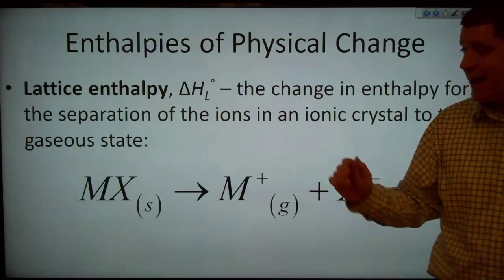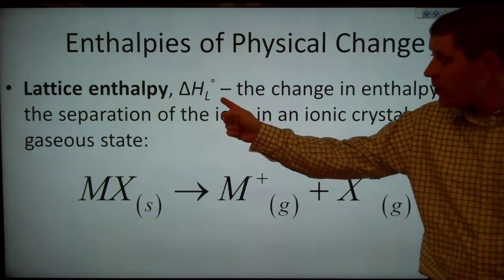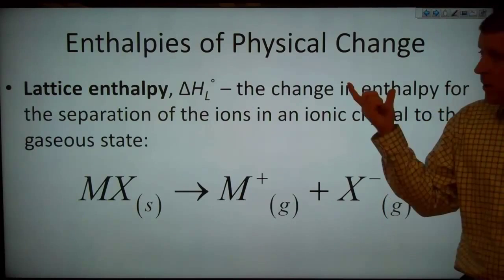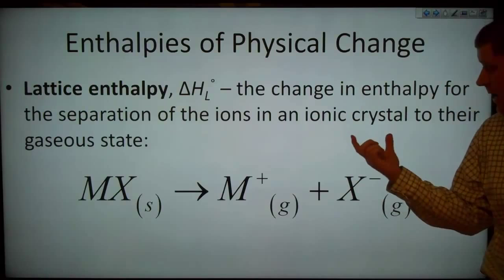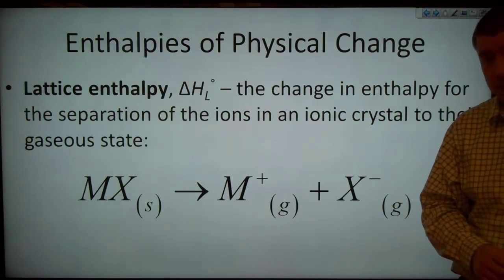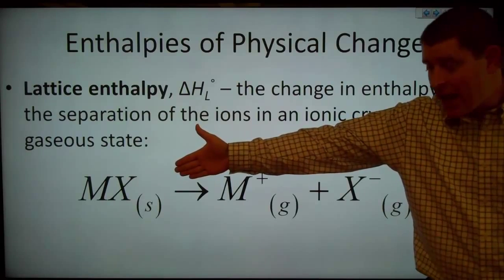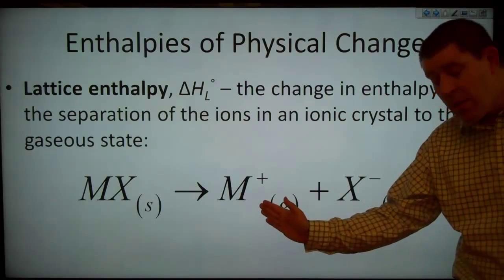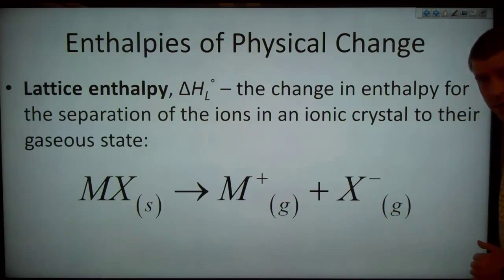So now let's talk about lattice enthalpy, or delta H L naught. And again, we could put this L in between the delta and the H if we wanted. The lattice enthalpy is the change in enthalpy for the separation of the ions in an ionic crystal to the gaseous state. That is, we have some ionic compound MX in the solid phase, and we're separating that to an M ion in the gas phase and an X ion in the gas phase. And it doesn't matter what the charges on here are.